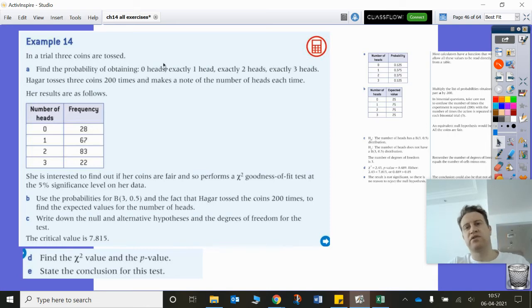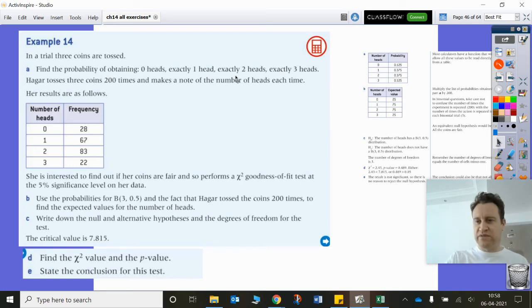Now, obviously, you'd expect 0 heads an eighth of the time. That's a half times a half times a half. And 3 heads, same, an eighth of the time. And then the rest of your probability is split equally between 1 and 2 heads. Or in other words, the 3 different ways of getting 1 heads and 2 tails: heads, tails, tails; tails, heads, tails; tails, tails, heads. 3 ways, each of which has a half times a half times a half.